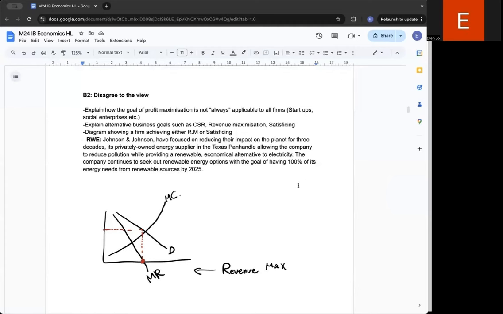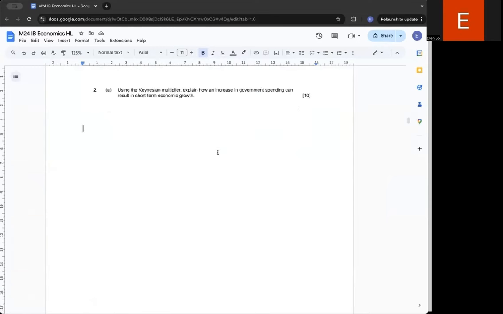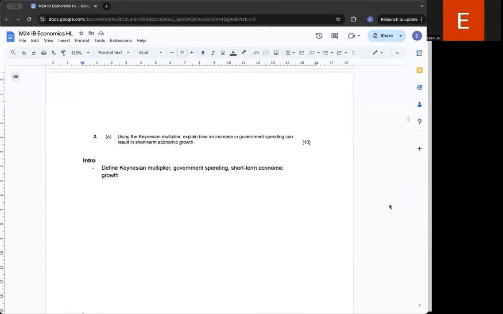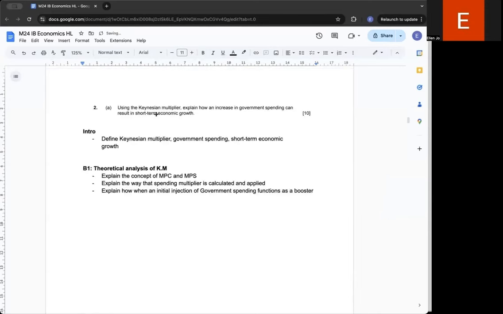Let me move on to the next question then. Question number 2. These are from the Unit 3 Macroeconomics. A. Using the Keynesian multiplier, explain how an increase in government spending can result in short-term economic growth. First, defining given terms such as Keynesian multiplier, government spending, and short-term economic growth would be good enough to fill out the introduction. In body 1, you can focus on analyzing theoretical ideas of Keynesian multiplier.